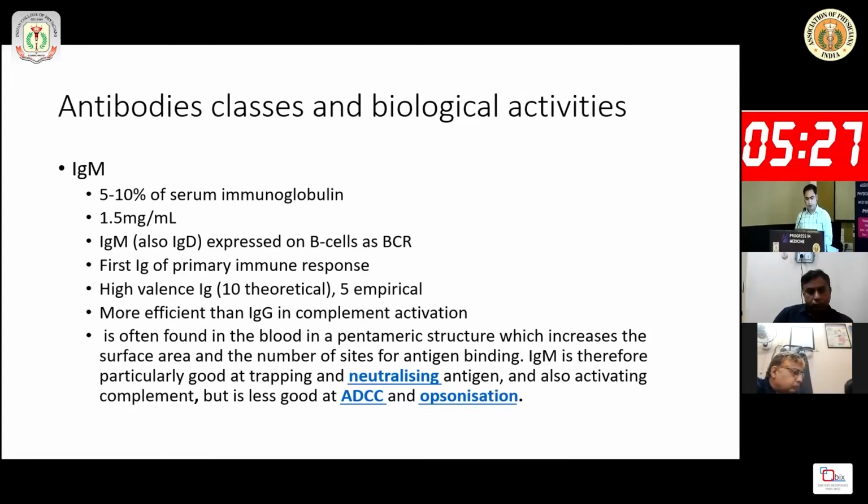It is often found in the blood in a pentameric structure, which increases the surface area and the number of sites for antigen binding. IgM is therefore particularly good at trapping and neutralizing antigen and also activating complement, but is less good at ADCC and opsonization.